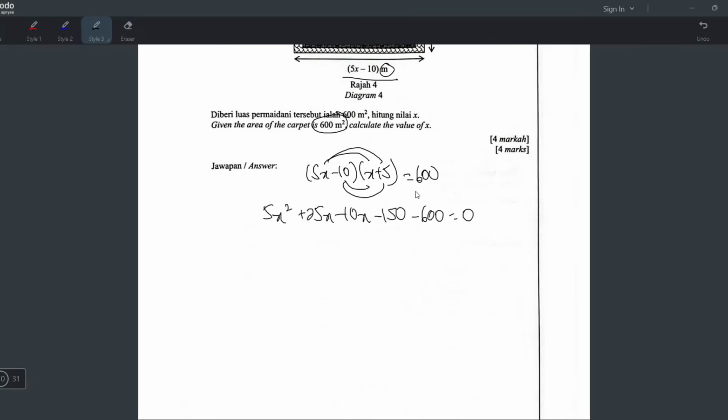Even if you tak pindah sekarang, nanti kena pindah juga. Lebih baik you pindah sekarang. Alright, this is not 150, this is 50. Yeah, negative 10 and 50. I make a careless mistake.